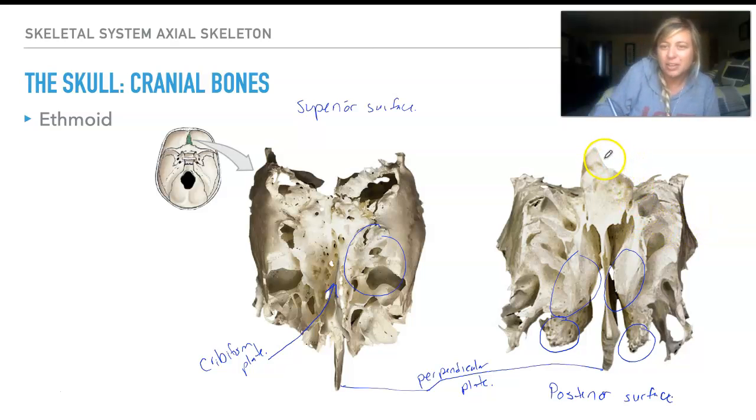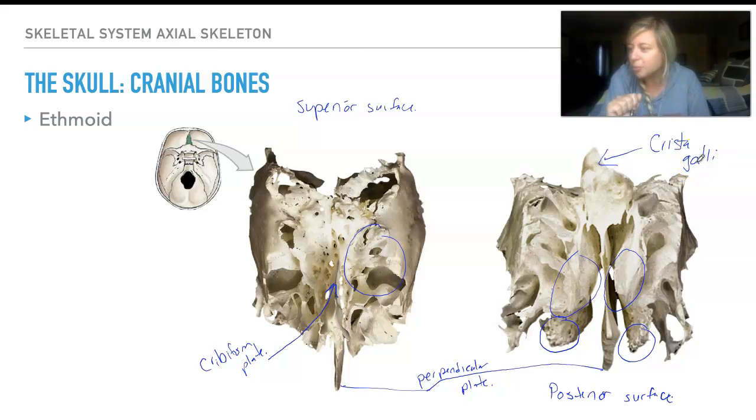And at the very top here of this posterior view, you can see a structure that's called the coxcomb, like a rooster. It's called the crista galli, which translates into the coxcomb. So it's supposed to look kind of like the comb on the top of a rooster. Okay, so that's it for the ethmoid bone for now.